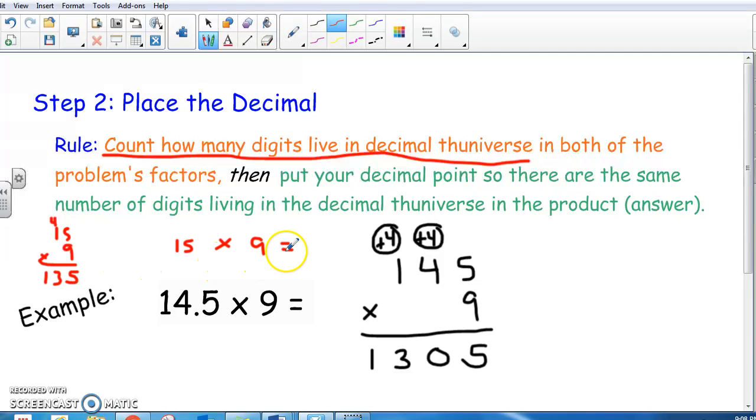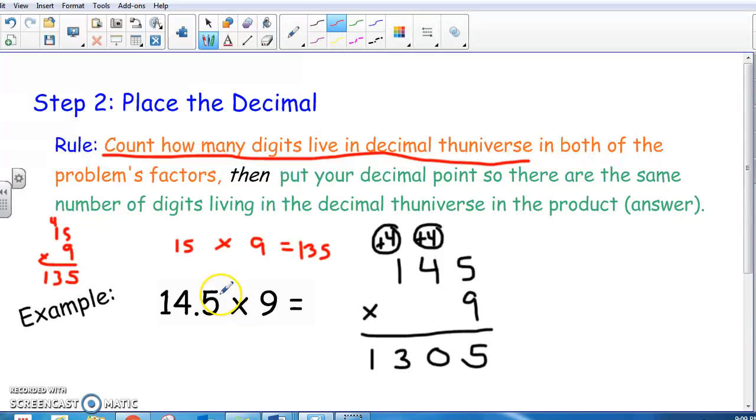So I know that my estimate's going to be about 135, which, if you look at where I am with my answer right now, they're not even close to each other. It's because I'm missing my decimal point. To figure out where my decimal point goes, I need to count how many digits are living in the decimal thuniverse in the problem, and that has to match the answer.